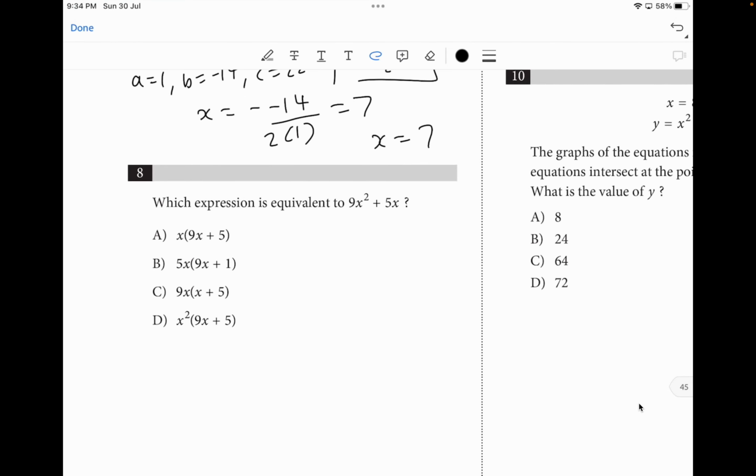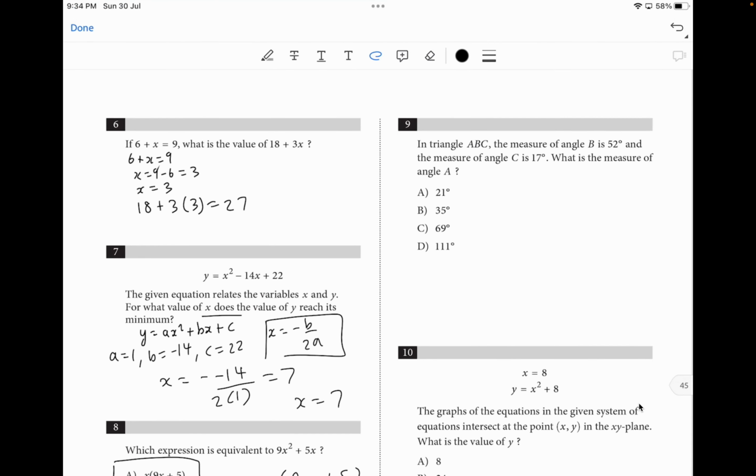Which expression is equivalent to this? What you're going to do is just factorize. Oh, it's straightforward. It's just the first one. So it's choice A. If you expand the brackets for choice A directly, it's 9x squared plus 5x. So choice A is going to be your answer for question number 8.